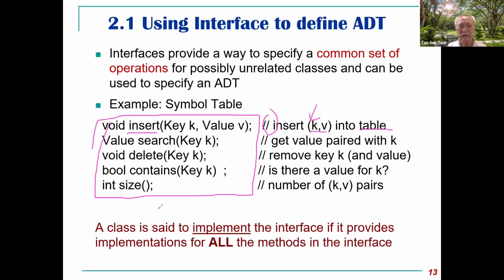So it is said a class is said to implement the interface if it provides all the implementation for all the methods in the interface. So for example, if you want to implement this interface, you must implement all the methods inside here. This is given by the interface. That is what it means down here. A class is to implement all the methods inside the interface.